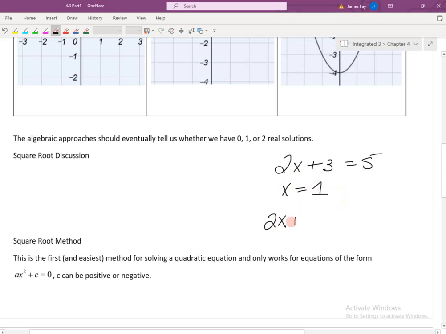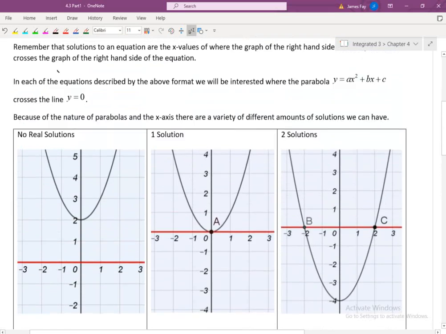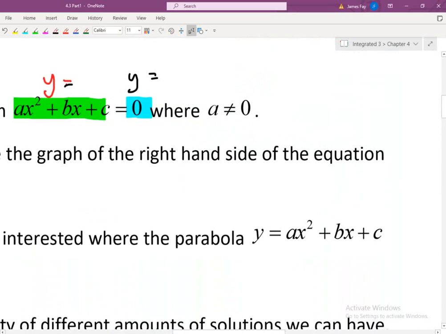If I had something like this, when does 2x plus 3 equal 2x minus 2? If I go through and solve that, that gets me 3 equals negative 2, and that makes no sense, right? That's a false statement. So how many solutions do I have there? None. So in a linear equation, because the largest exponent is a 1, you could have one solution or 0 solutions. When we talk about a quadratic equation, the exponent here is 2, so you could have 2 solutions, one solution, or 0 solutions. Does that make sense?